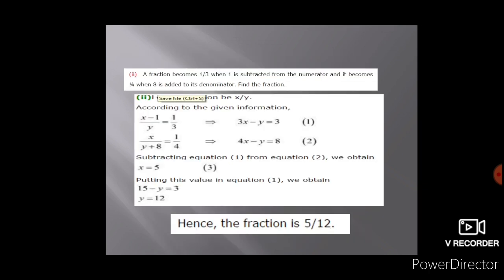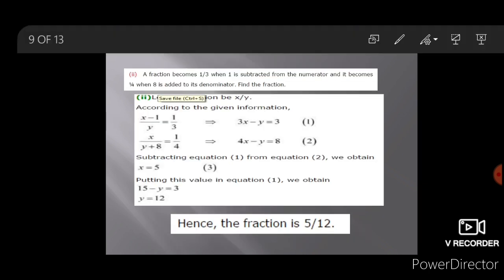Let's move further. This is our equation. A fraction becomes 1 by 3 when 1 is subtracted from the numerator, and it becomes 1 by 4 when 8 is added to its denominator. Sorry, it's 8. Now let the fraction be x upon y. It means that the numerator is x and the denominator is y.